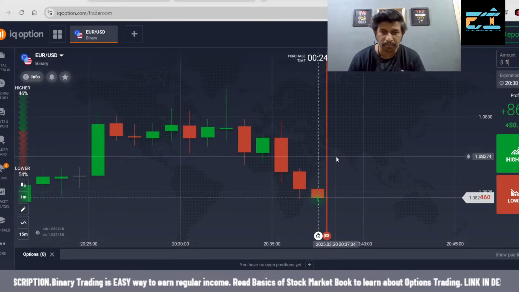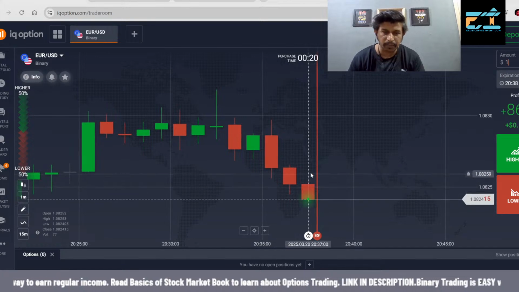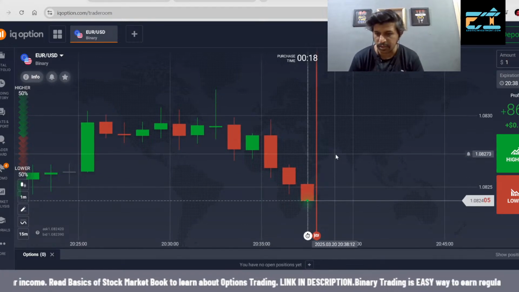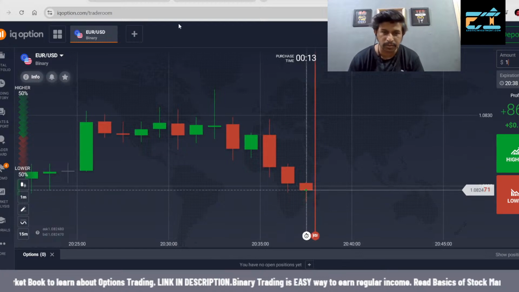No green, man, please red. Okay, so if the three trend pattern emerges, then there is a trade for us in the fourth candle or fifth candle, whatever it is.